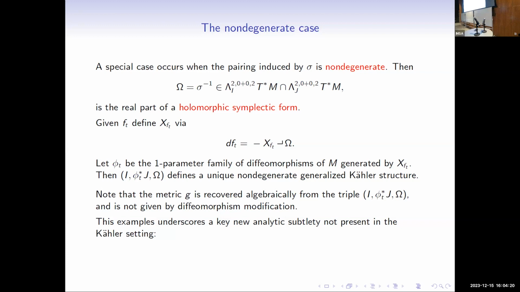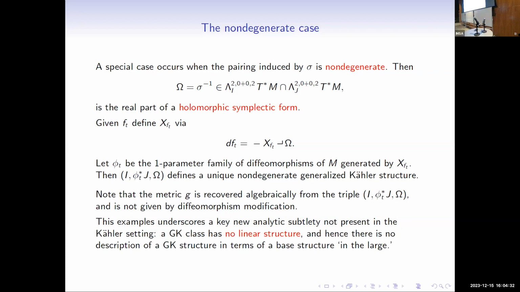Okay, so yeah, and it just underscores, just to emphasize, that the generalized Kähler class has no linear structure. I'm saying it for like the third time now. So there's no linear structure, and so there's no, as far as I know, description of a generalized Kähler structure in terms of a base structure far away from the base point. So again, this is step one of Yau's theorem: take any metric in the Kähler class and relate it to some base metric in terms of a potential function. So that's not really possible here.